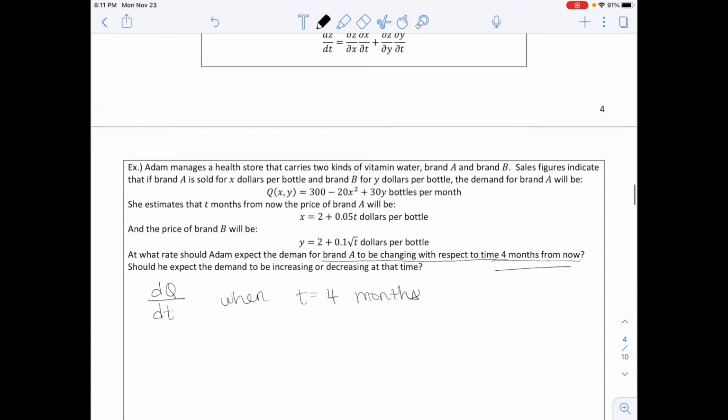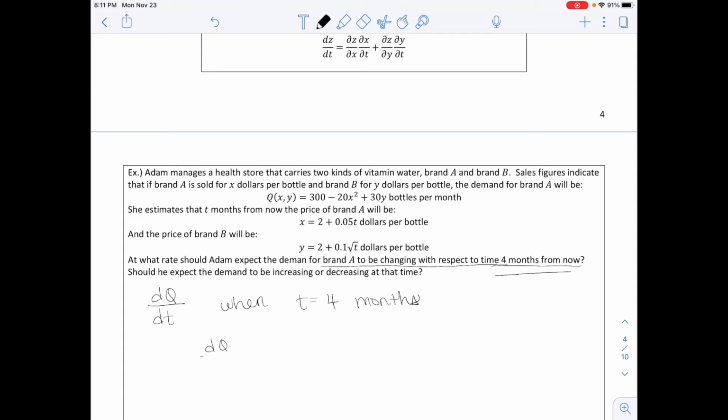So in order to find this, I'm going to take dq/dt, and I can look at this and say I'm going to find the partial of q with respect to x times the partial of x with respect to t. You can almost think of it as though those dx's, those partials with respect to x, cancel out, and we have dq/dt. And from here, I also need to take this not just for one brand, but for the second brand. So adding together our partial of q, but this time with respect to y, times our partial of y with respect to t.